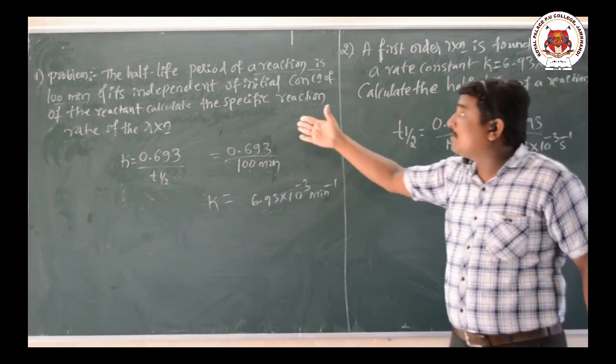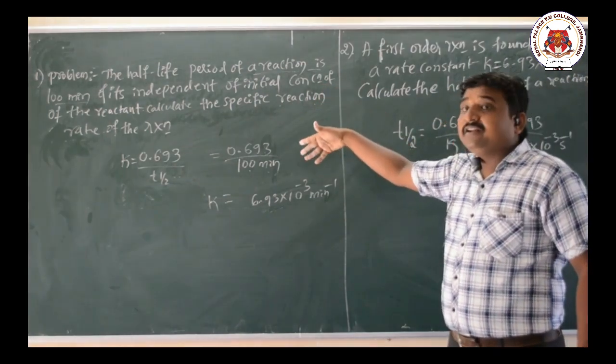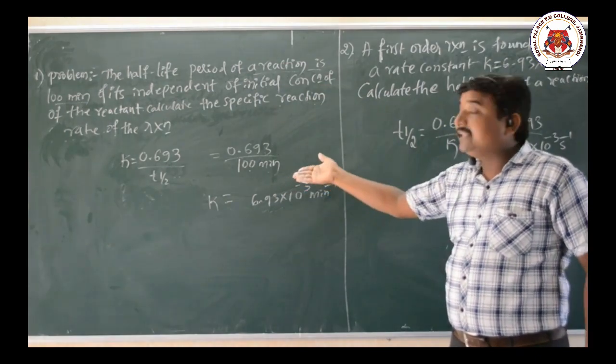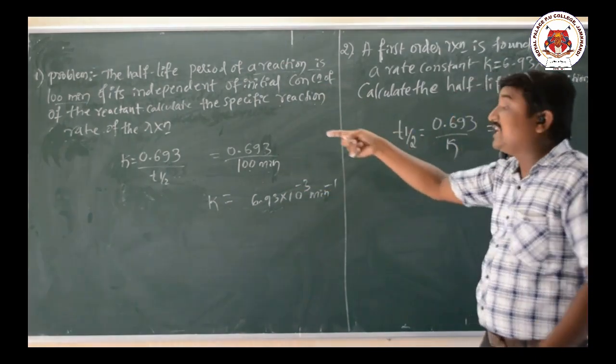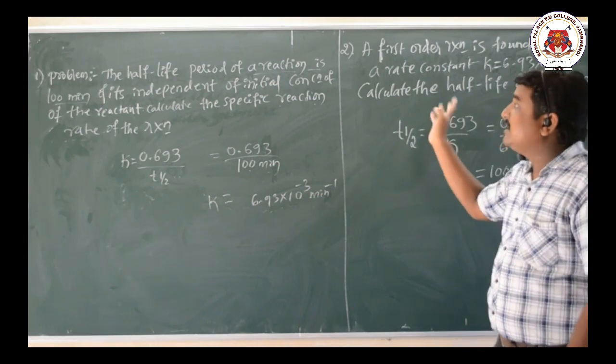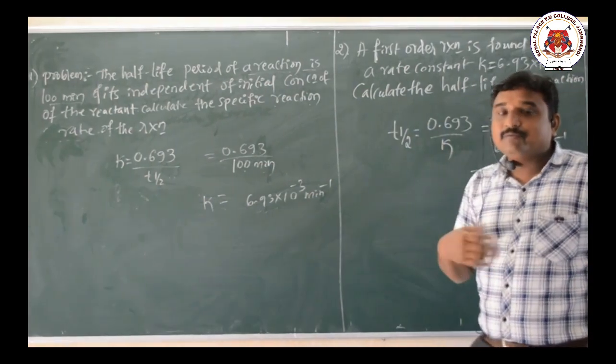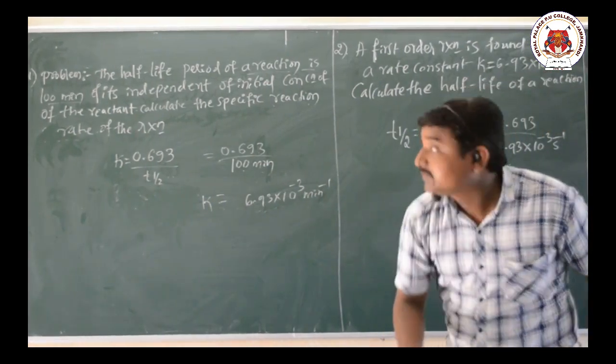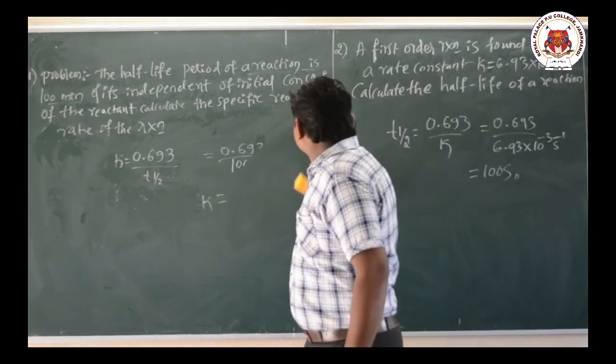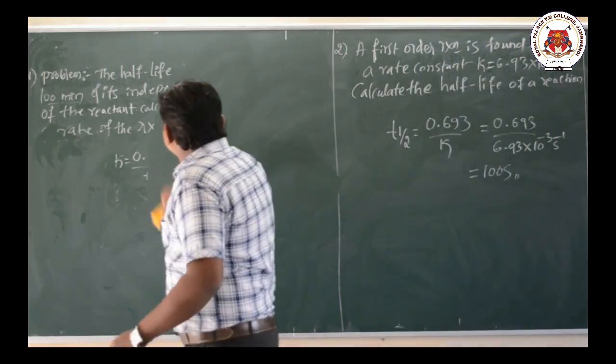But in the other type of problem, they give the T half value, the half-life, and ask us to calculate the rate constant K. So these are the two problems. I will move on to the third problem. Problem number 3.